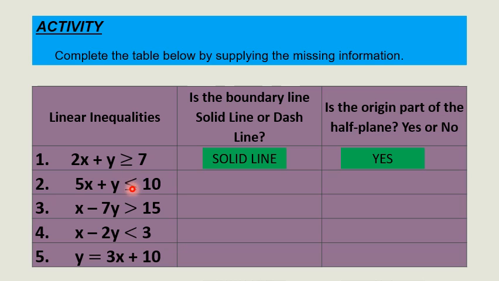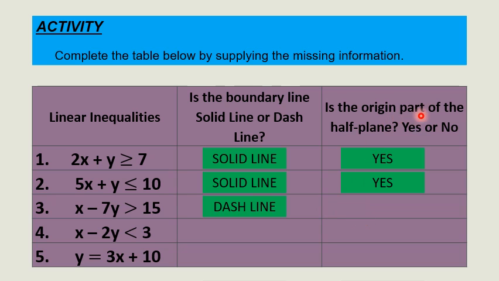How about number 2, 5x plus y less than or equal to 10? So that is a solid line. Is the origin part of the half plane? Yes. For number 3, x minus 7y greater than 15. So if it is greater than, that is a dashed line.